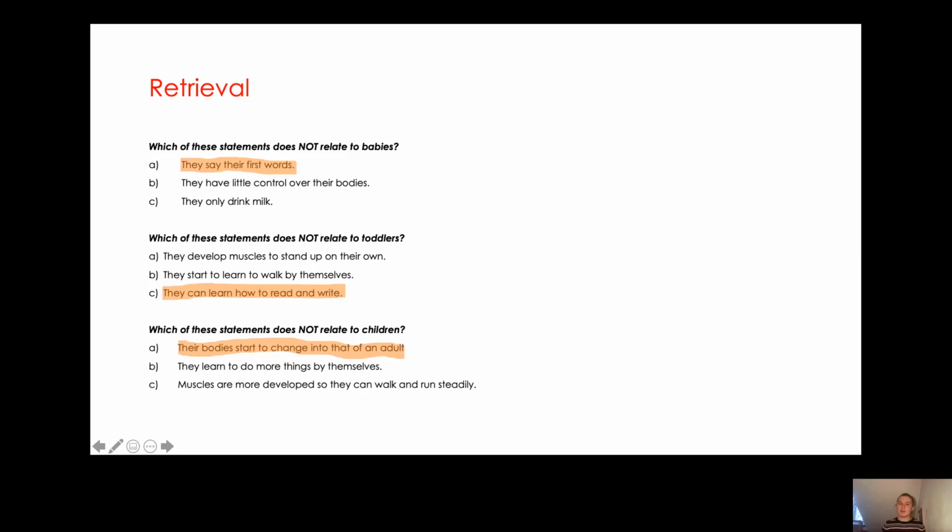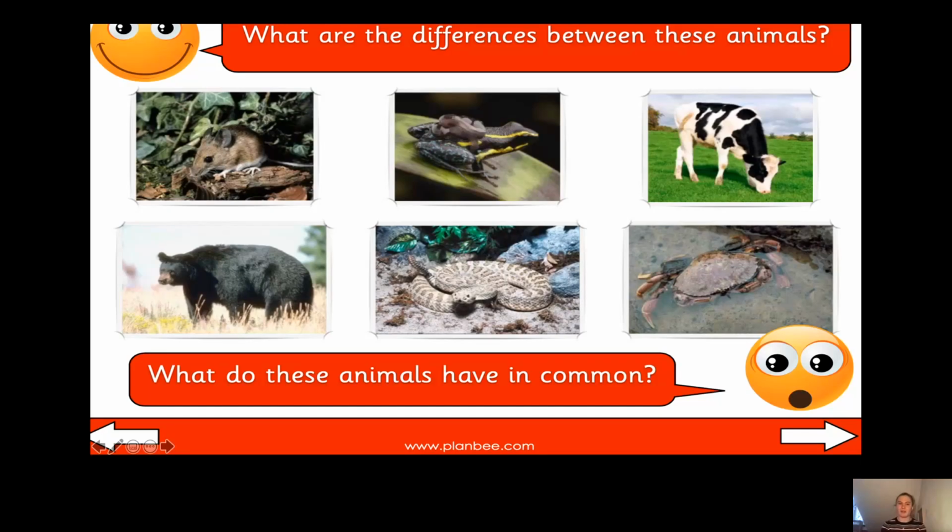So here we have some pictures of some different animals. We have a mouse, we have a frog, we have a cow, a bear, a snake, and a crab. And my question to you is, how are these animals different? Could you pause the video now and have a little think for me? Okay, so let's talk about this question together. How are these animals different?